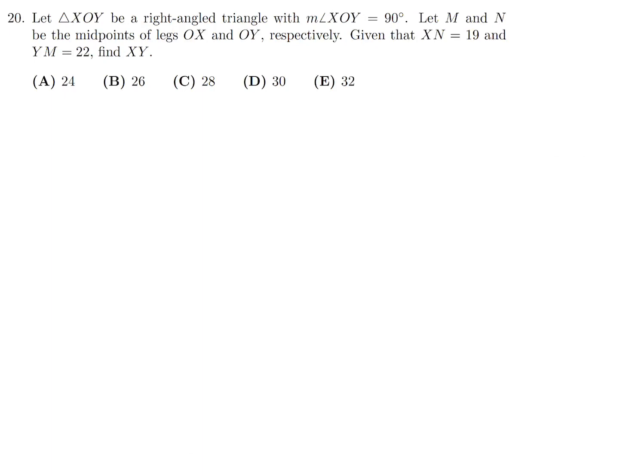Let XOY be a right angle triangle with measure of angle XOY equal to 90. Let M and N be the midpoints of legs OX and OY respectively. Given that XN is 19 and YM is 22, find XY. So here's our diagram here. We've got a right triangle, something like this.